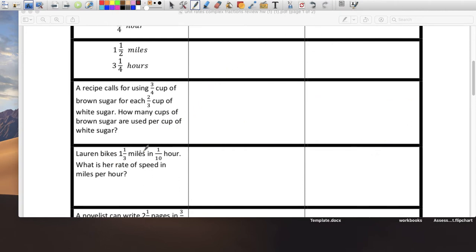Okay, Lauren bikes 1 1/3 miles in 1/10 of an hour. What's the rate of speed in miles in 1 hour? So we want how far can she travel in 1 hour? So in 1 hour, what's the distance that she travels? So hour is going to be at the bottom for us. Okay. So again, 1/10 of an hour.